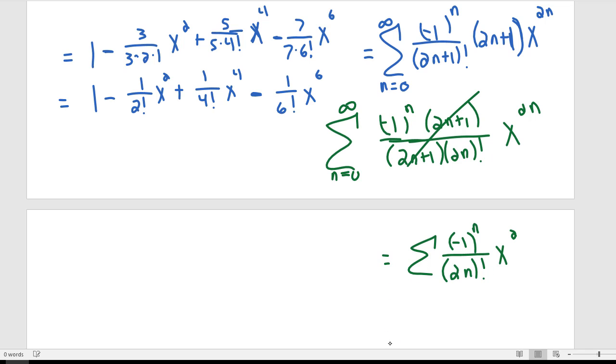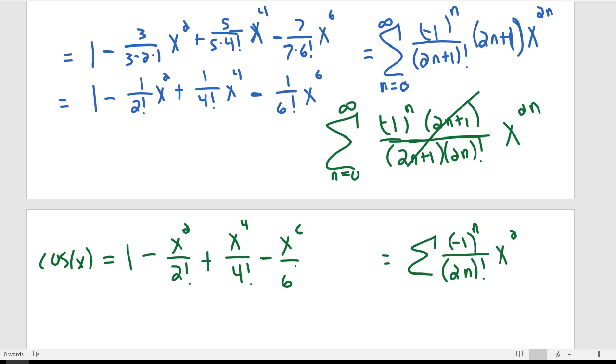And that's exactly what we have right here. So we have cosine of x equaling all of this stuff. Here's cosine of x right here. We got 1 minus x squared over 2 factorial plus x to the 4th over 4 factorial, minus x to the 6th over 6 factorial plus dot, dot, dot.